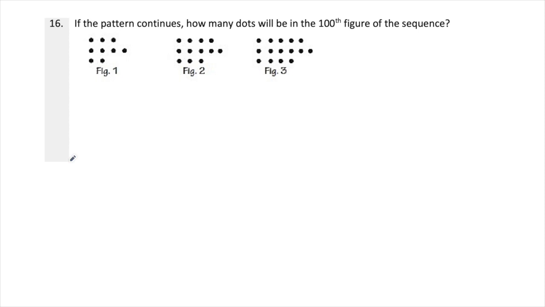For this problem, we have to find how many dots will be in the 100th figure of the sequence. So let's use a table to help us solve this problem. So we have the figure on the left and the number of dots on the right.